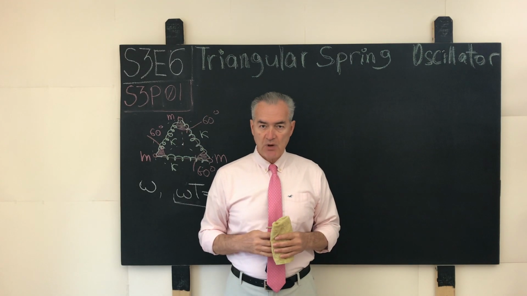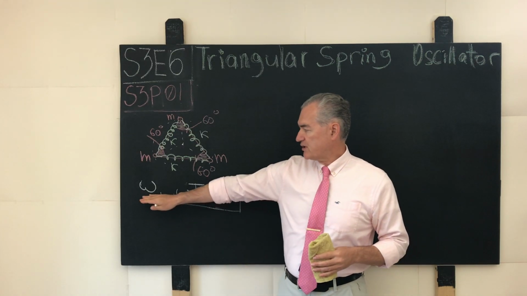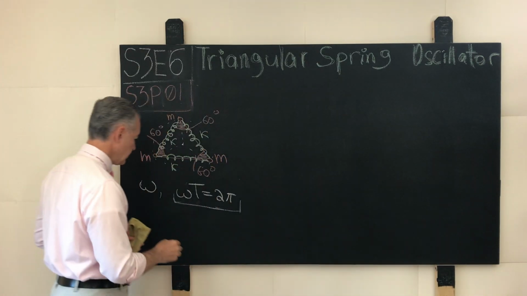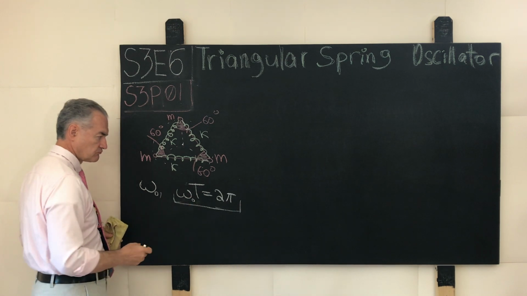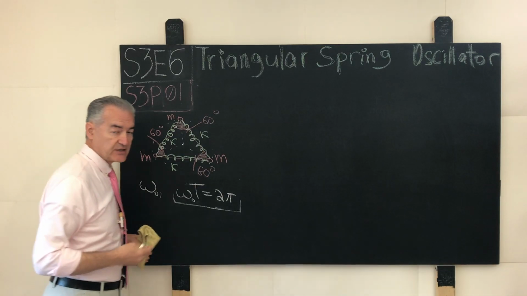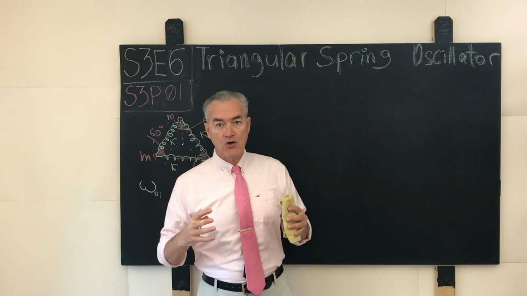The objective of this problem is to recover the cyclic frequency omega, or let's say omega 0, because this will be a constant, of the triangular spring oscillator as that system oscillates as a whole.